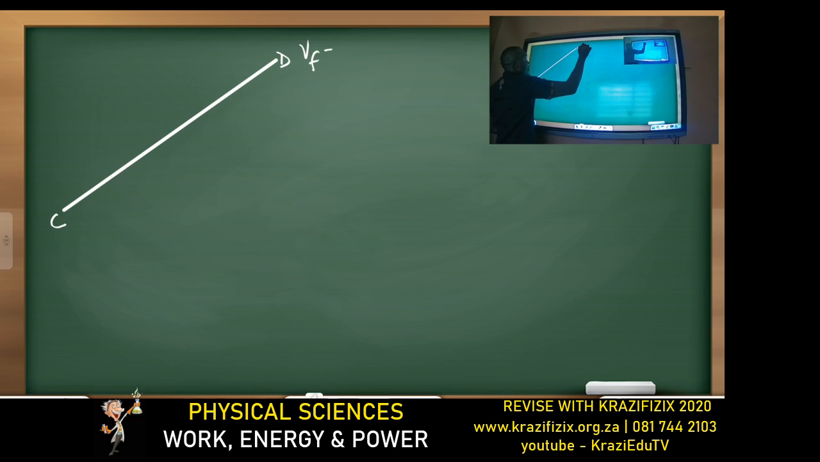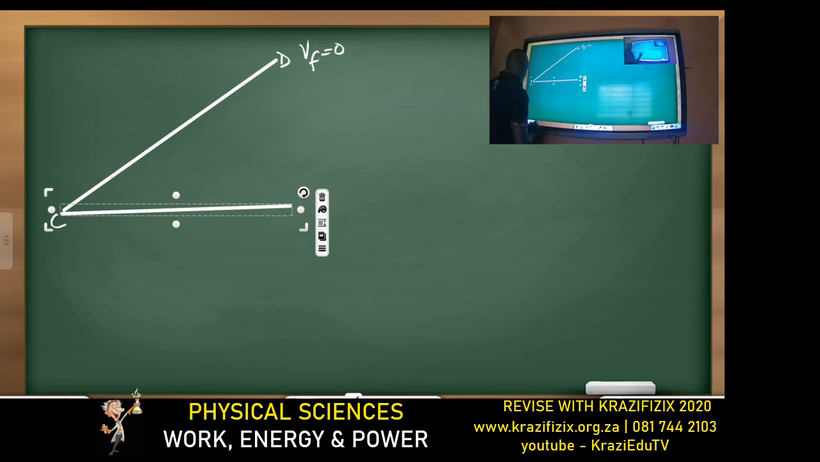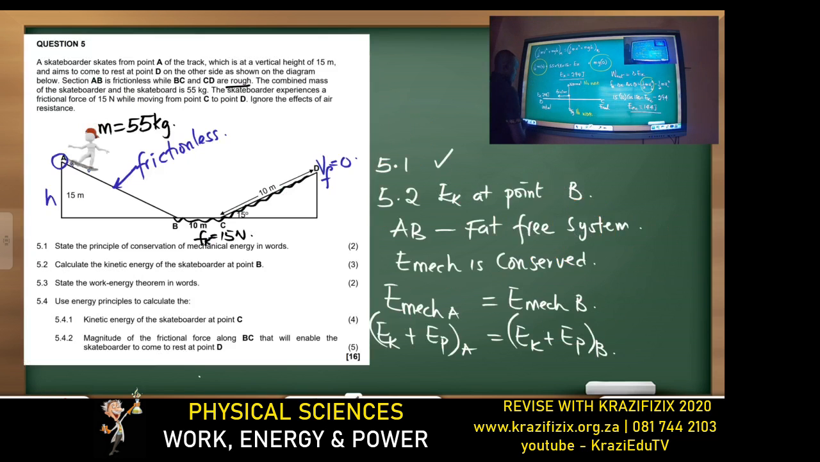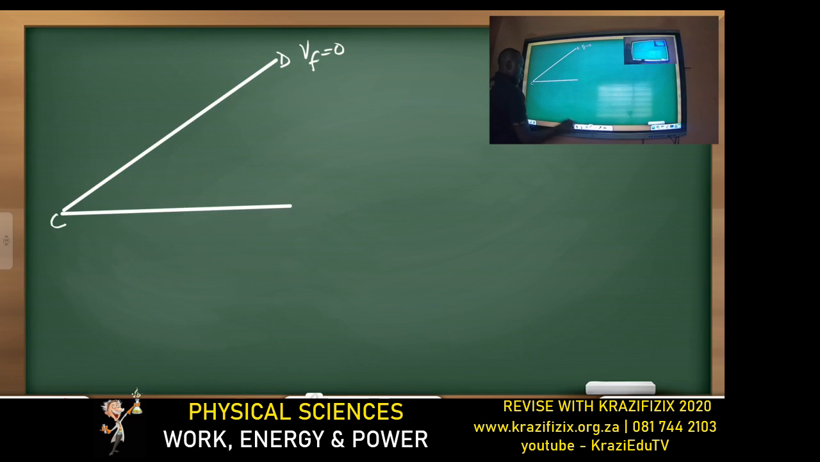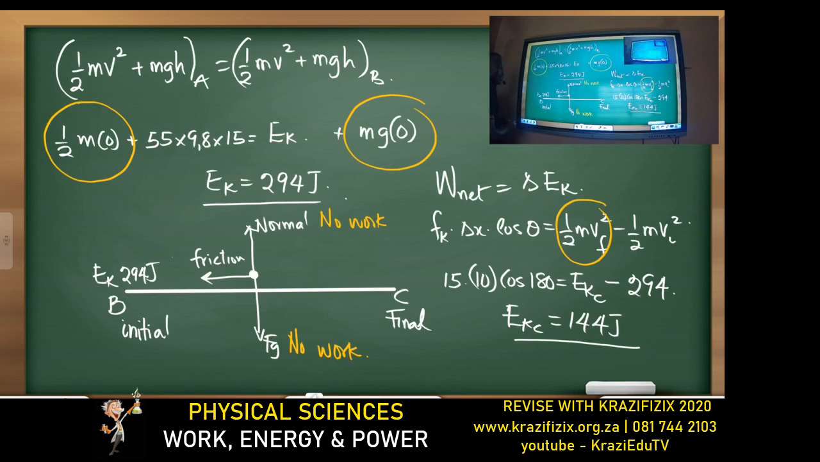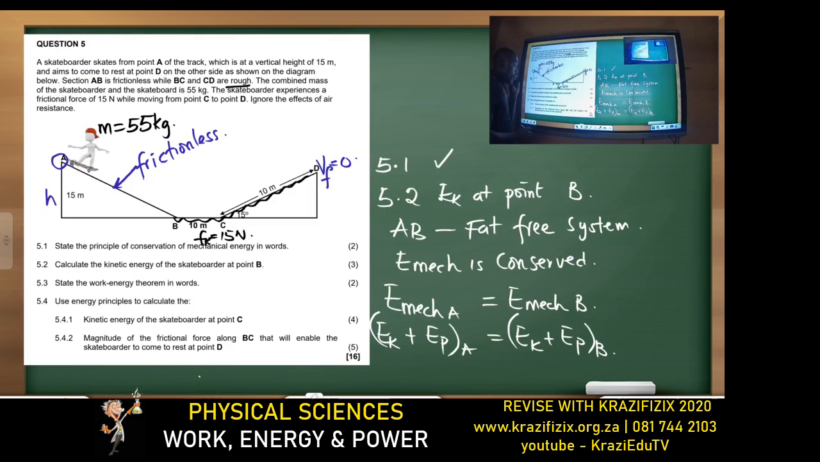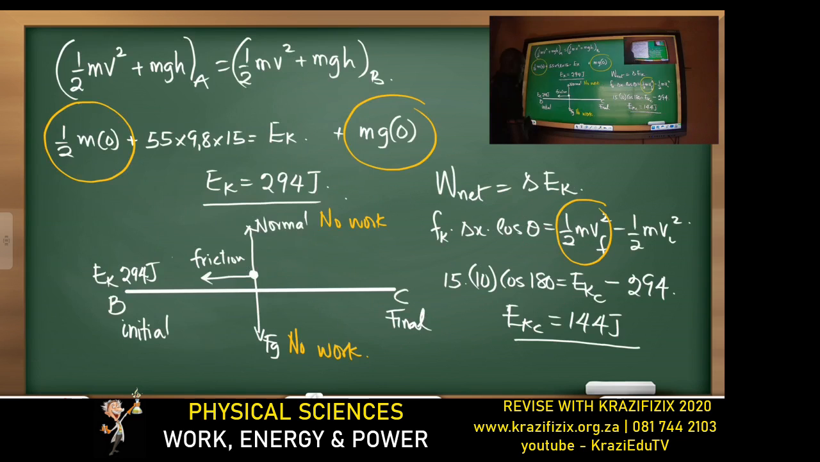CD, VF equals 0. We do have our value there. What's the value? 15 degrees and 10 meters. Lovely. Let's write everything we know. 15 degrees and 10 meters. What do we know here? We know the kinetic energy as 144 joules. What are we looking for, guys? We are looking for the value of the frictional force.